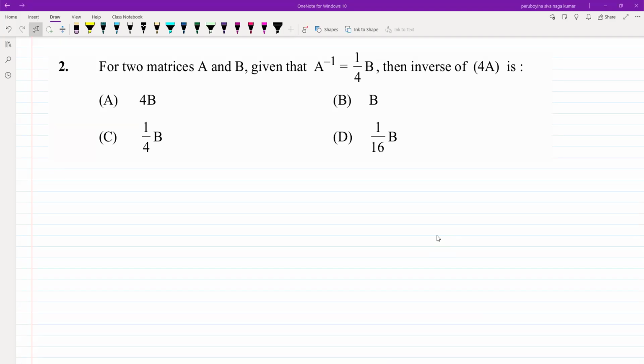For two matrices A and B, given that A inverse is equal to 1 by 4 into B, then inverse of 4A is equal to: first option 4B, second option B, third option 1 by 4 into B, fourth option 1 by 16 into B.